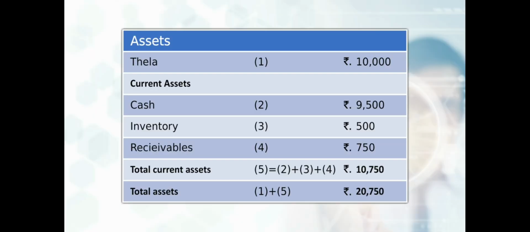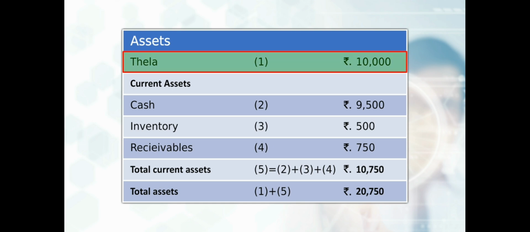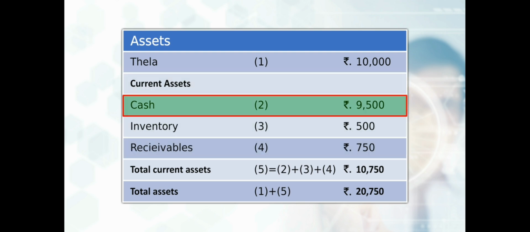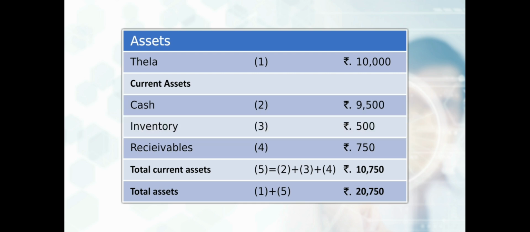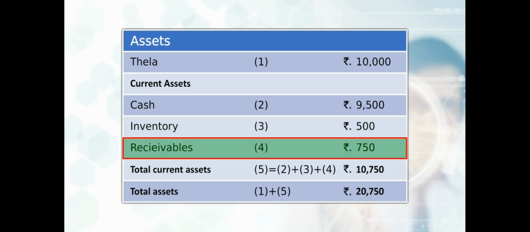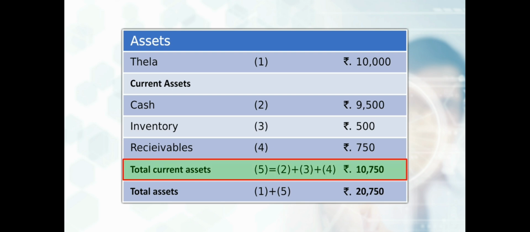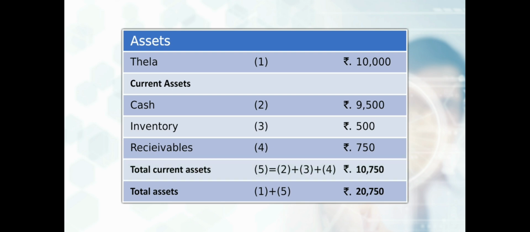Here is the table of Raju's updated assets. You can see that his assets start with the amount he paid for the thela, which is rupees 10,000. Then, as current assets, he has cash worth rupees 9,500. In his inventory, there is an amount of 500 rupees, while as receivable from some of his customers, he has an amount of rupees 750 only. So, his total current assets is 10,750 only. With the worth of the thela, his total asset is now 20,750.